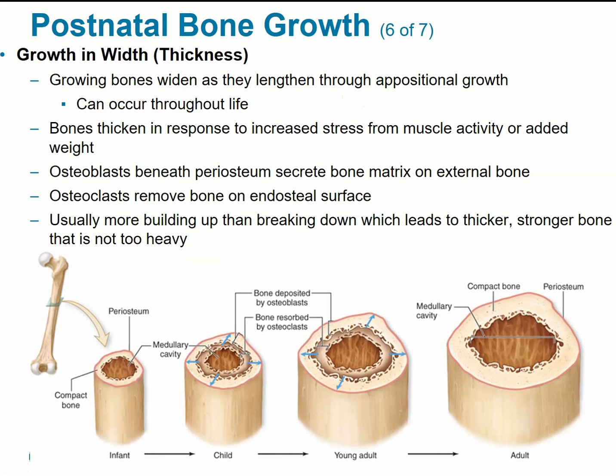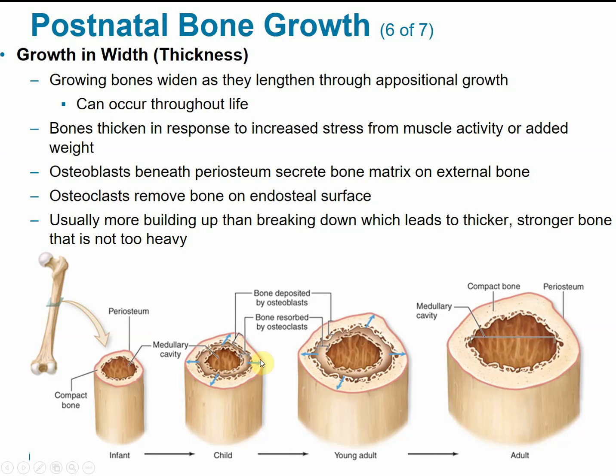So as they grow in length, they're also going to need to grow in width to maintain their proportions. So this type of growth can occur throughout our life. Bones thicken in response to increased stress from muscle activity or added weight. So when bones grow in thickness, the osteoblasts beneath the periosteum on the outer layer of the bone will secrete new bone matrix, while simultaneously the osteoclasts on the endosteal surface will remove and break down the bone tissue. So it's all about maintaining that proportion.